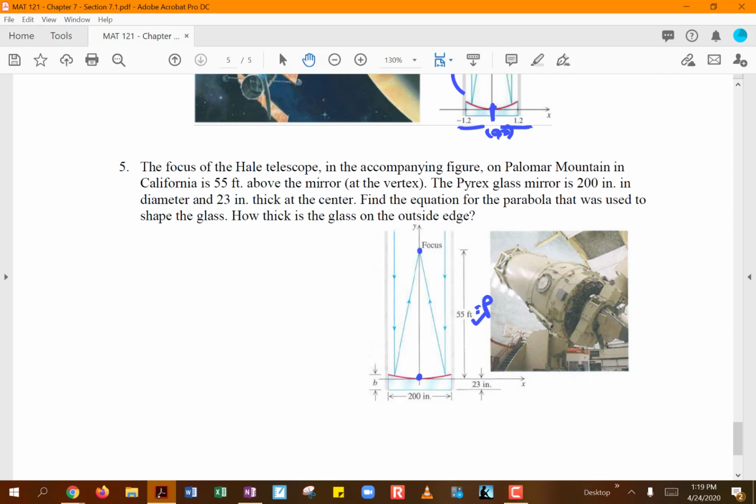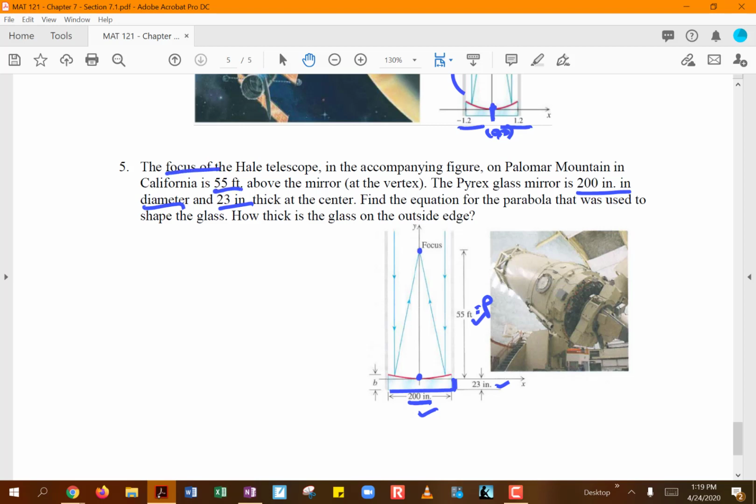And they're telling us 55 feet above the mirror. Okay, so we know that. And then they're saying the Pyrex glass mirror is 200 inches in diameter. So they're talking about this glass mirror over here, which is 200 inches in diameter, and they're telling us the glass itself is 23 inches thick. So that's the thickness of the glass, which is 23 inches thick.